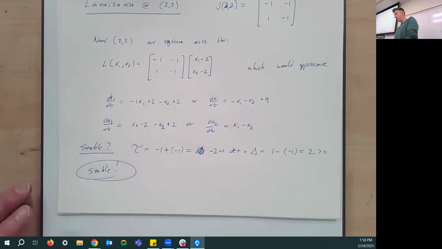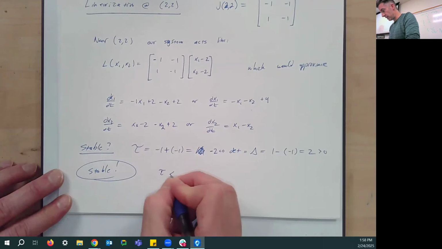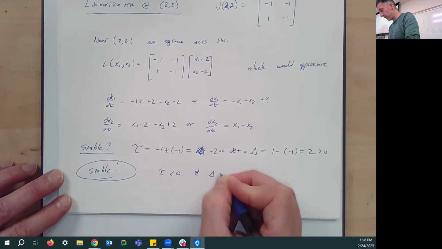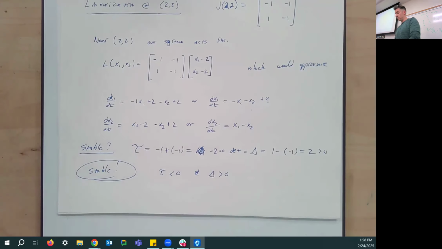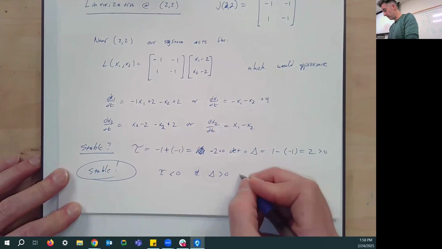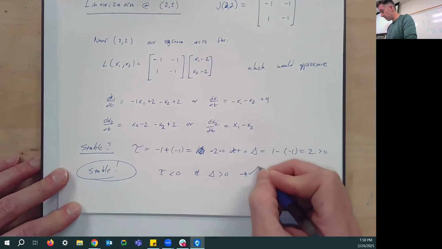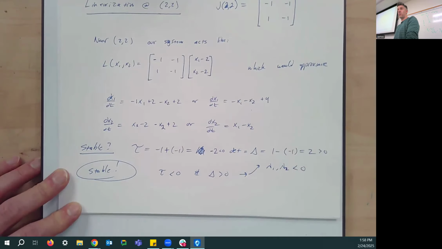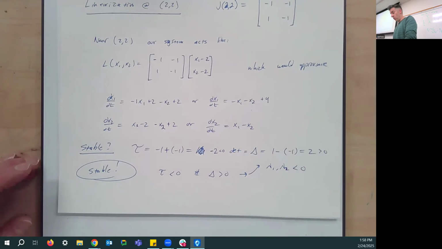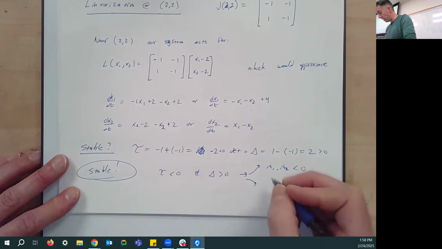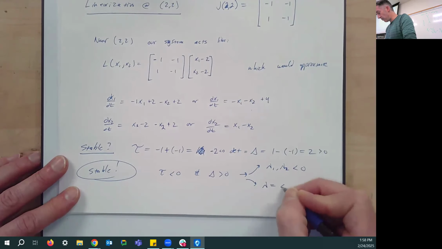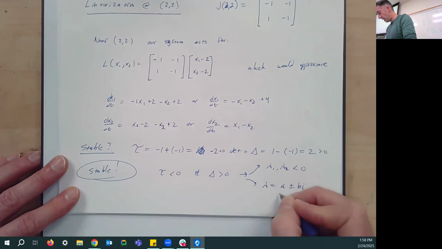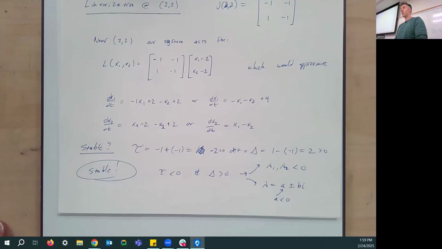Now, I'll point out if your trace is negative and your determinant is positive, it means, from an eigenvalue perspective, that either lambda 1 and lambda 2 are both negative, a stable node, or it means they're imaginary and your eigenvalues are a plus or minus b times i, and the a part is negative. We don't have to determine which it is, just that it is one of those two things.